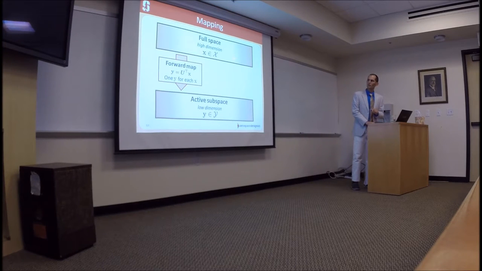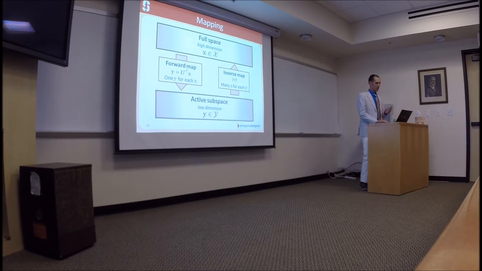I've shown you earlier that we can easily go from the full space to the active subspace through a forward map, which is just a linear combination of inputs. The inverse map is much more difficult because there's many points x for each point y in the active subspace. In the end, we need to be able to find one point in the full space because we have to send one and only one point to our CFD solver to reevaluate the design.